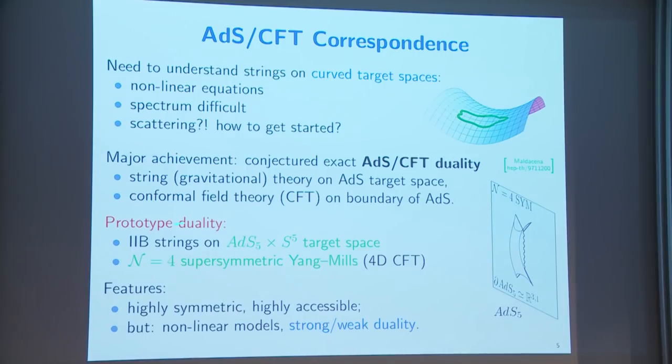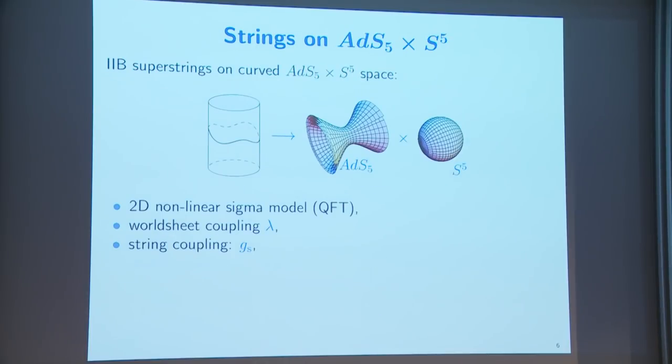There are good reasons to look at this example, mainly because it's highly symmetric and highly accessible. But even though you have these nice features, these are nonlinear models, and it's not easy to make reasonable computations that allow you to compare these two models, because essentially this is a strong-weak duality. But anyway, let me just tell you what these models are.